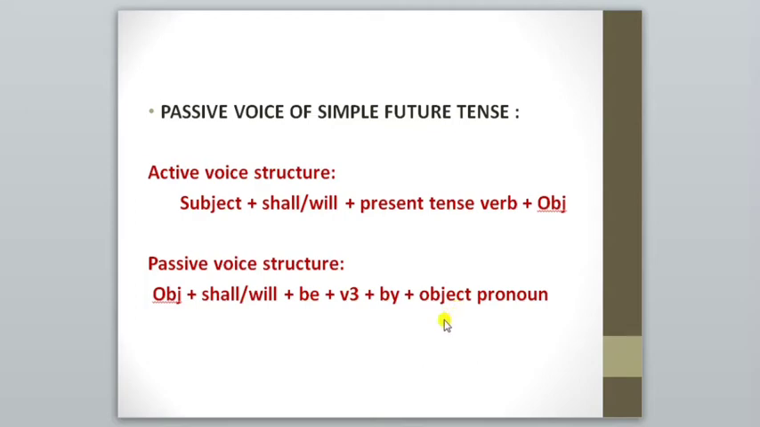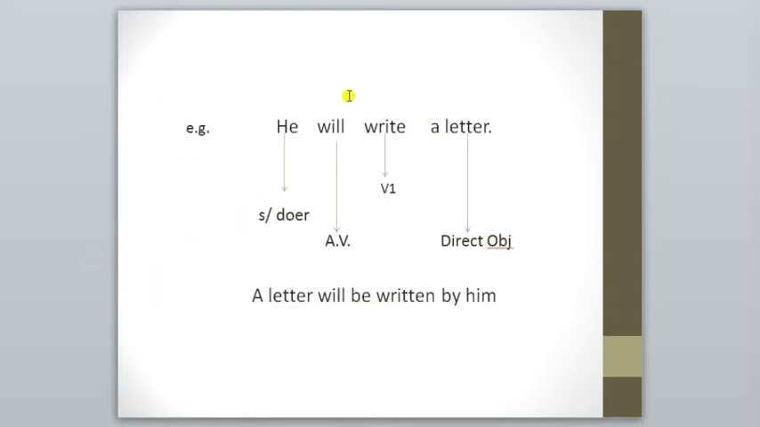And what is our sentence? I will write a letter. But at the place of I, what have we taken in our sentence? We have taken he. Then we have to focus on this sentence. He will write a letter. In the beginning of the passive voice, we write object. And what is our object? A letter.